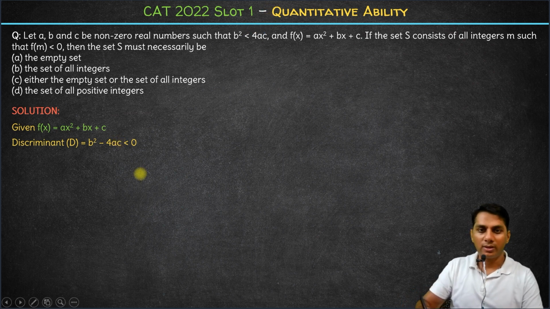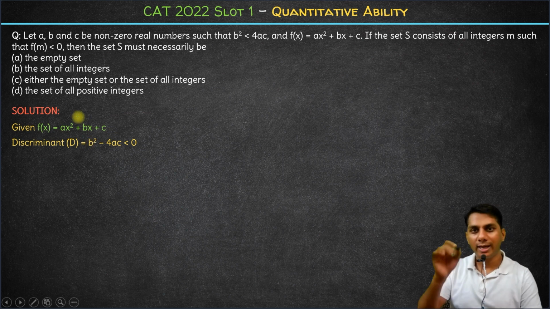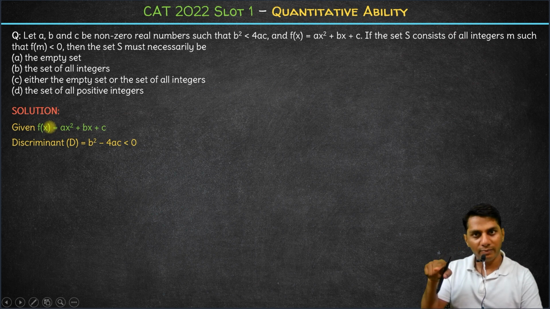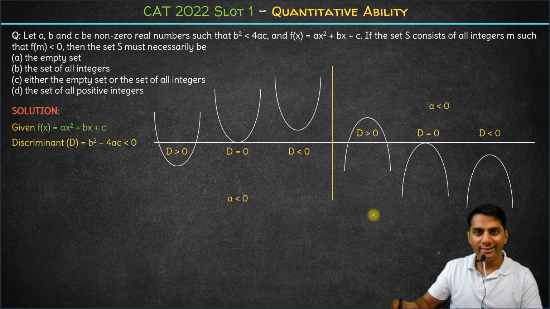Now we know the graph of a quadratic is a parabola. It can be either an upward facing parabola or a downward facing parabola. It is an upward facing parabola if the coefficient of x square is positive, and a downward facing parabola if the coefficient of x square is negative. I hope you have seen these graphs earlier. If a is greater than 0, the parabola is upward facing, and if a is less than 0, the parabola is downward facing. And now comes the role of the discriminant.